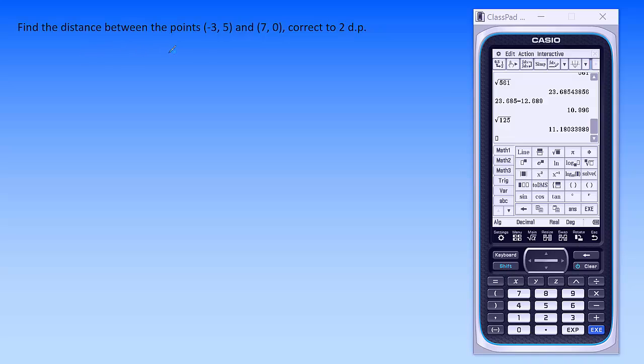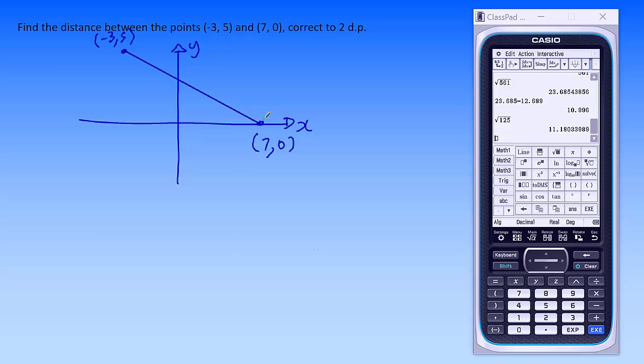Find the distance between the points -3,5 and 7,0, correct to 2 decimal places. Sketch always helps with this type of thing. So negative 3, 5 is, say, here, and 7, 0 is, say, here. And what we're wanting is the distance between those.